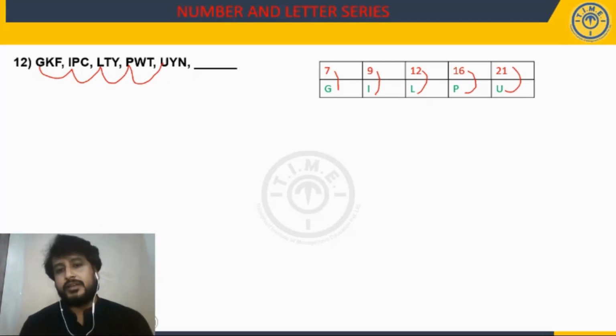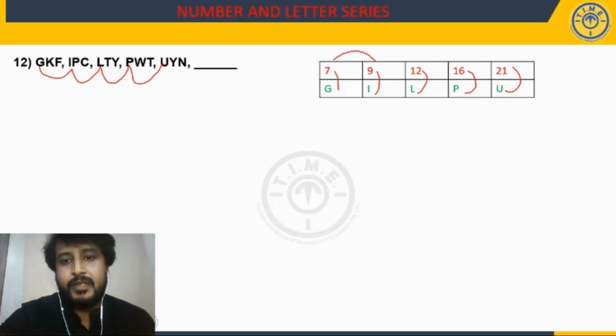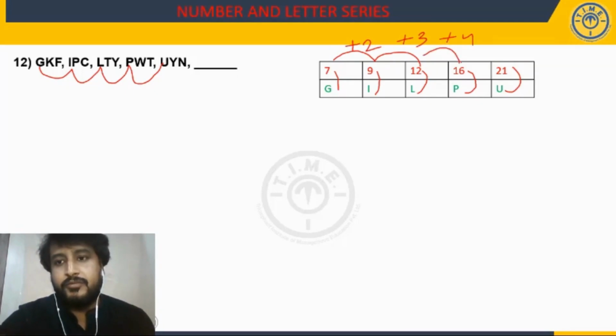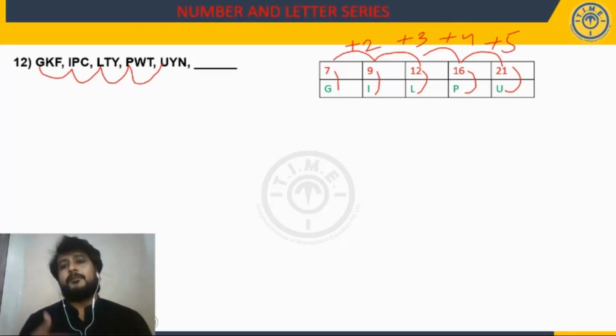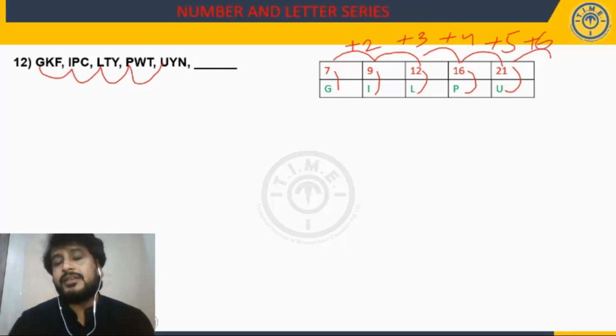Now identify the logic. As we already discussed, we are much more familiar with the numbers than the letters. So try to identify the logic between the given numbers. 7 and 9, what is the logic? Increased by 2. 9 and 12 increased by 3. 12 and 16 increased by 4. 16 and 21 increased by 5. So plus 2, plus 3, plus 4, plus 5. So what will be next? Plus 6. 21 plus 6 will be how much? 27. And which letter is 27?